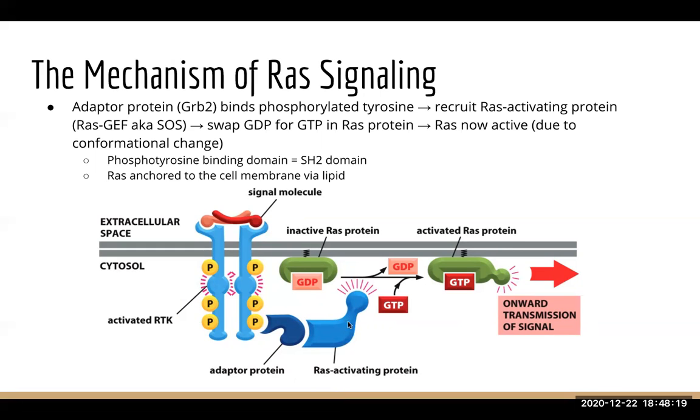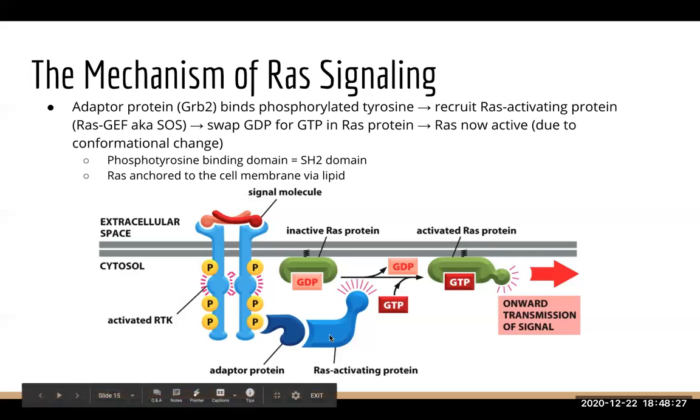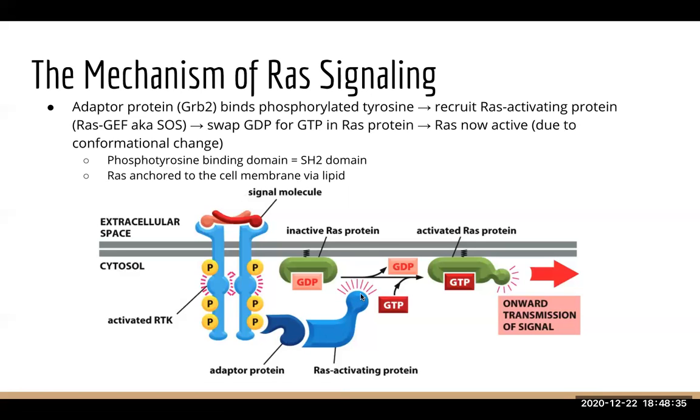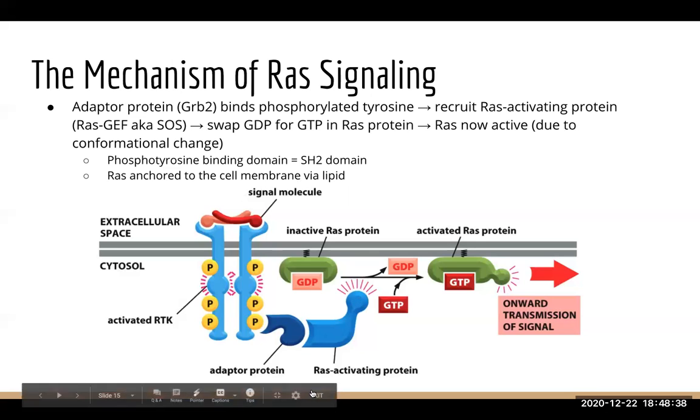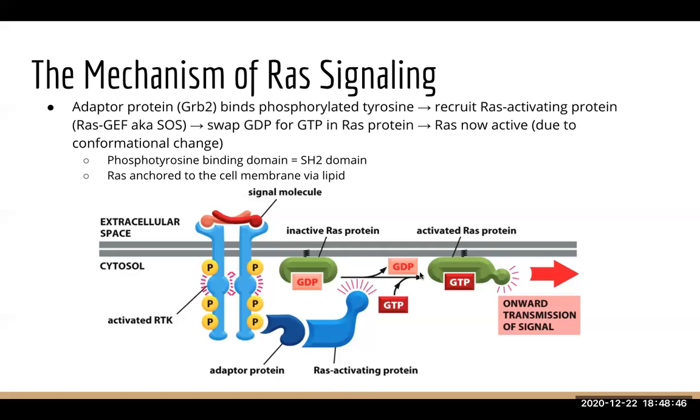So just to recap, because I know it's a lot, GRB2 binds to the RTK through its SH2 domain, and then SOS, or the RAS activating protein, binds to GRB2 through GRB2's SH3 domain. Now, SOS has something called the PXXP motif. Basically, it uses this to bind to other proteins. So basically GRB2 has the SH3 domain, SOS has the PXXP motif, and they bind to each other through the domain motif interaction between SH3 and the PXXP motif on SOS.